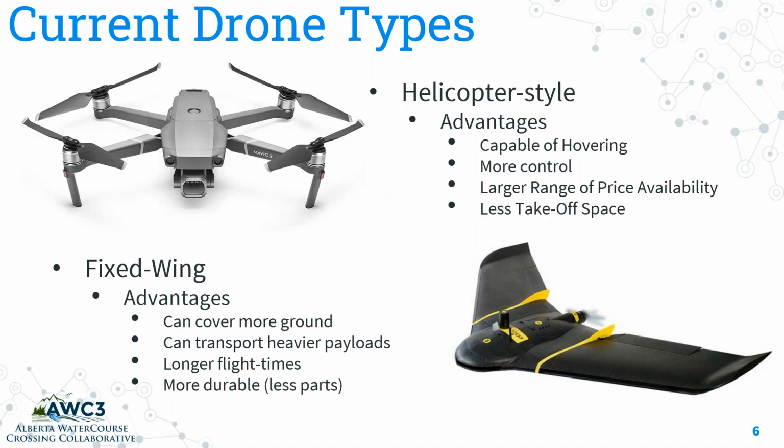The advantages of a quadcopter drone are the same as the advantages of a helicopter. It is capable of hovering. It has more control in tighter space. You need less takeoff space for the drone itself. And these drones typically have a larger range of price availability as well. You can get drones that are anything from $100 to tens of thousands of dollars, depending on the payload requirements for that drone, what you want to put on it, and the type of energy source that the drone uses, because you can have anything from battery-powered quadcopters to gasoline-powered quadcopters, depending on what you need to put on that drone.